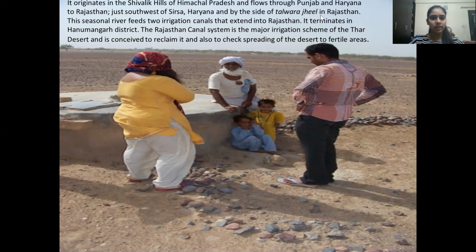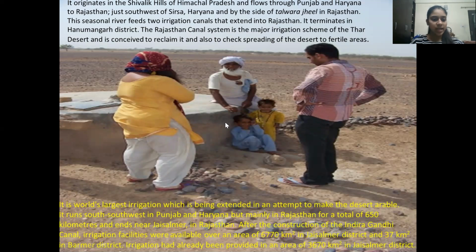It originates in the Sikhwali hills of Himachal Pradesh and flows through Punjab and Haryana to Rajasthan, just southwest of Sirsa, Haryana, by the south side of Talwar Chief in Rajasthan. The Rajasthan Canal System is a major irrigation scheme of the Thar Desert, conceived to reclaim it and also to check the spreading of the desert to fertile areas. It is the world's largest irrigation project, which is being extended in an attempt to make the desert arable.